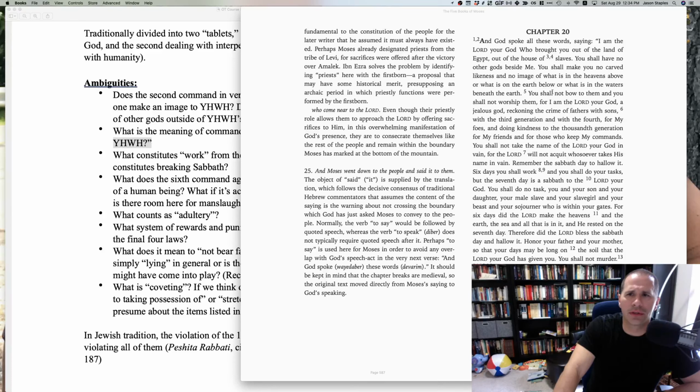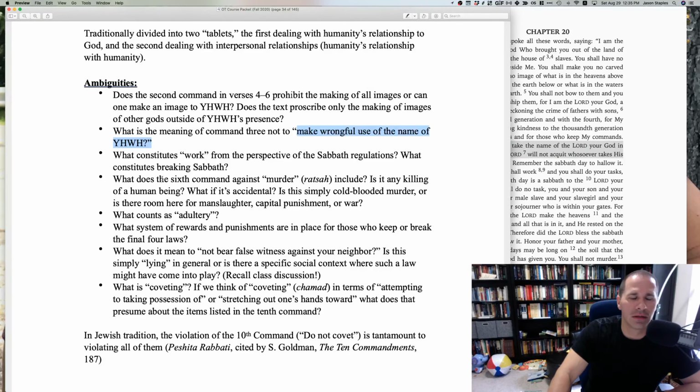And you've probably heard this more frequently. You will not take the name of Adonai, or the name of the Lord your God, in vain, right? That's what you have here in this translation as well. And so you have this declaration of God's characteristic. But you will not take the name of the Lord your God in vain, for the Lord will not acquit whosoever takes his name in vain. What does it mean to take the Lord's name in vain? Think about that for a second.